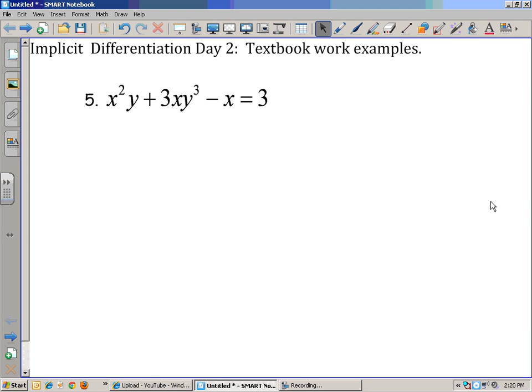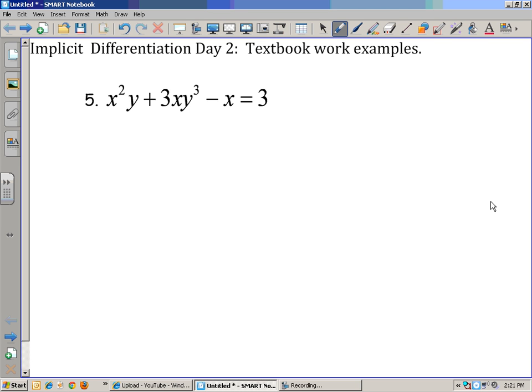So implicit differentiation day 2, kind of like your 3.1 summary. We want to be able to work examples that now require all of your rules for differentiation, from product to quotient to chain, power rule, all of those items, while still utilizing the idea of implicit differentiation. So these are straight out of the textbook, okay? And at this point, we want to be able to take the first derivative and the second.